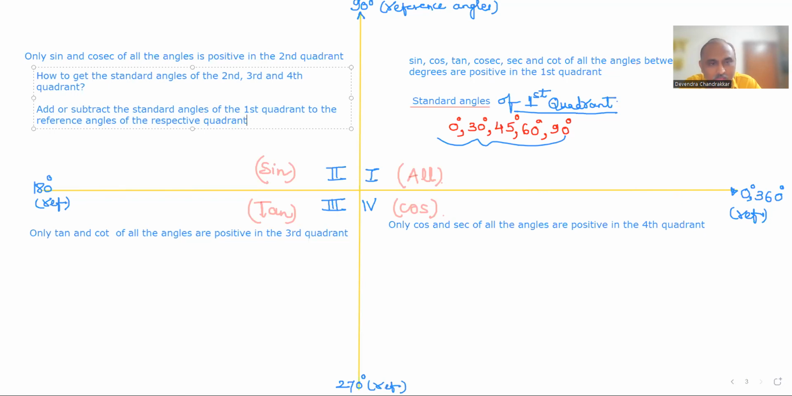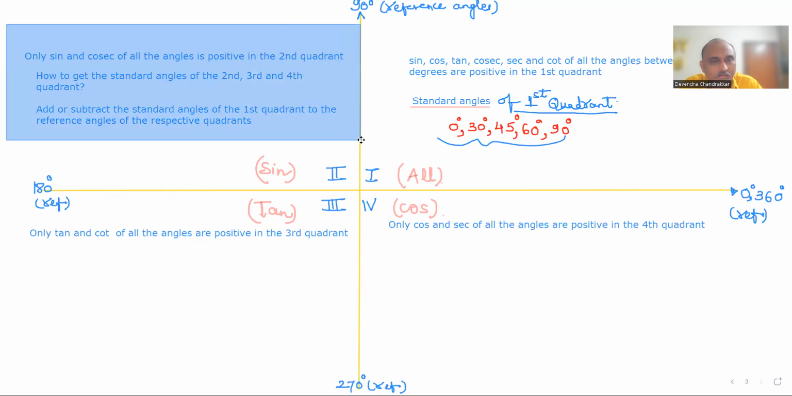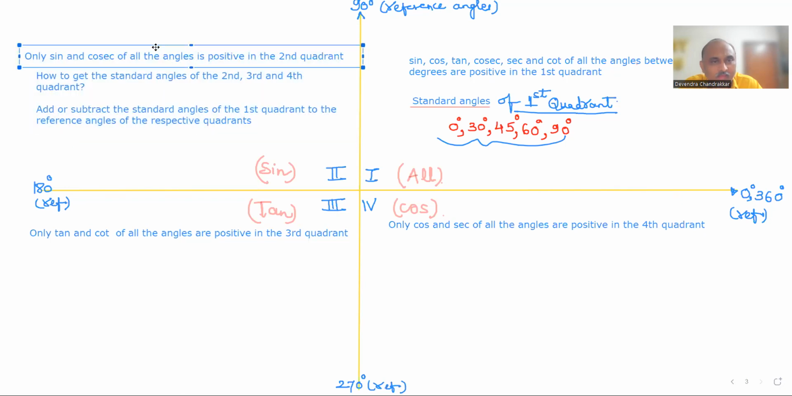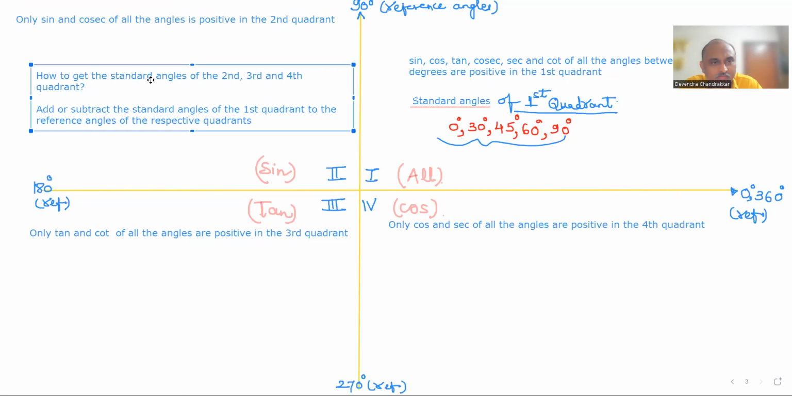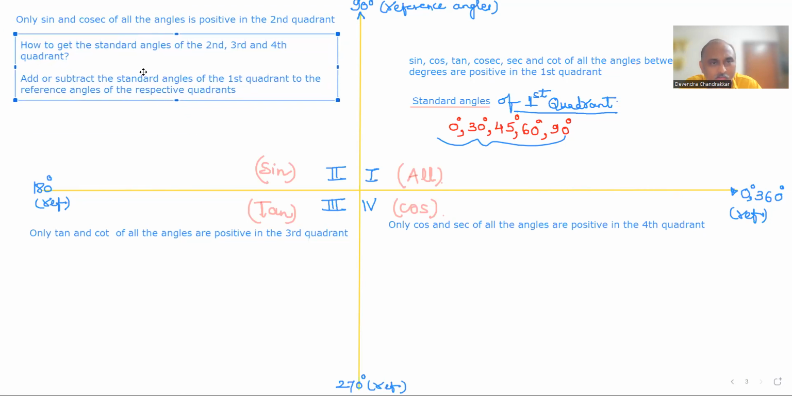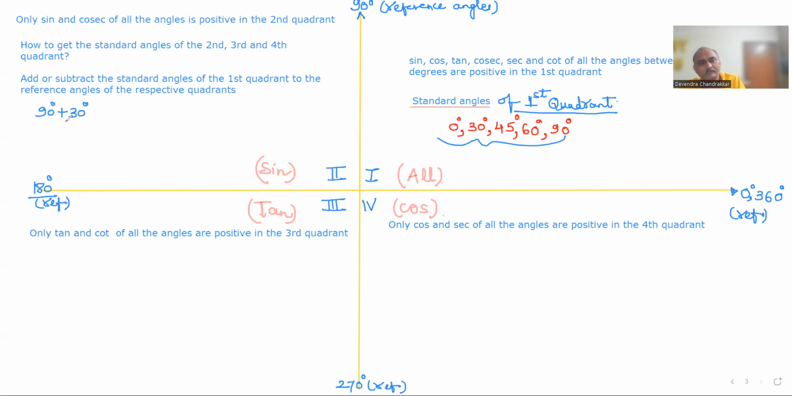So how do we get the standard angles of the second quadrant? It's very simple now. 90 degrees and 180 degrees are the reference angles of second quadrant, right? So I add 30 to 90 degrees. I get 120 degrees. So this is the standard angle.